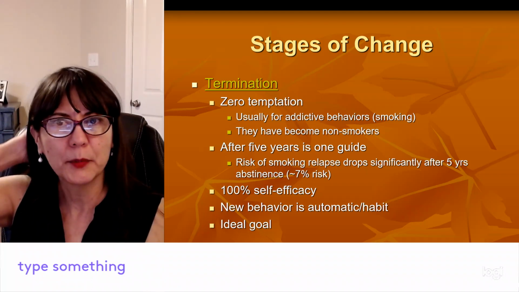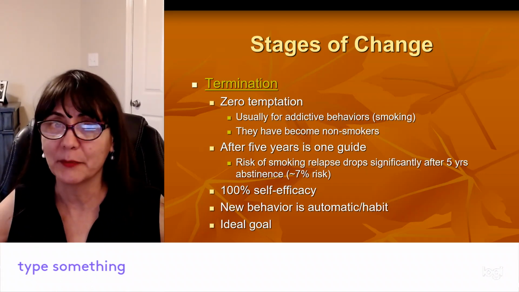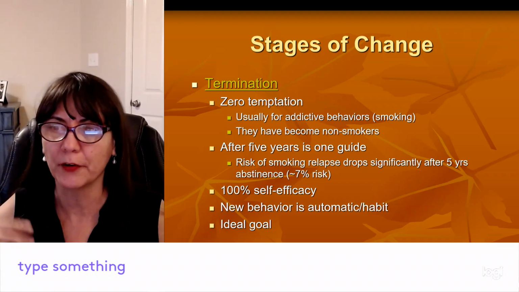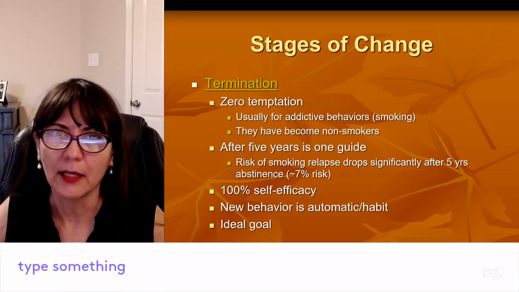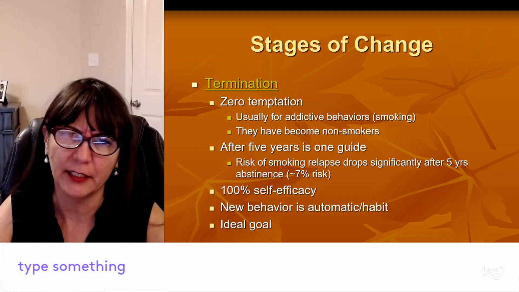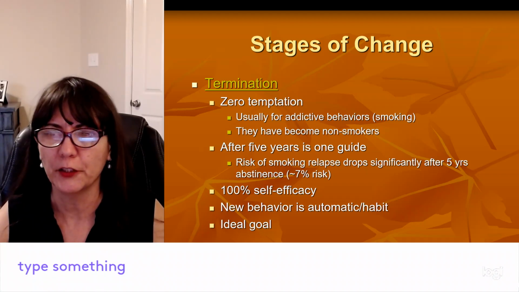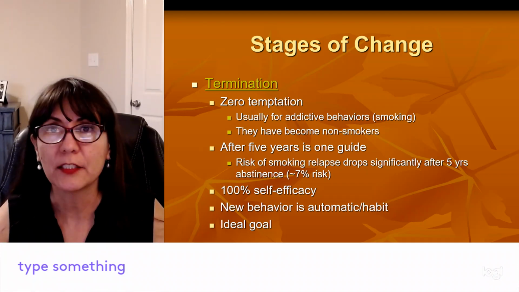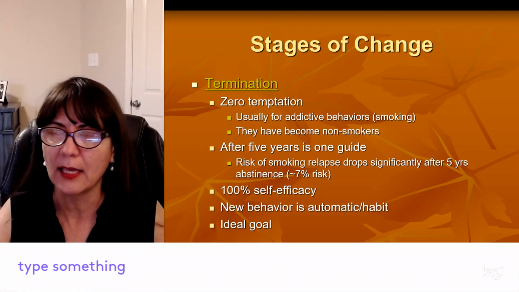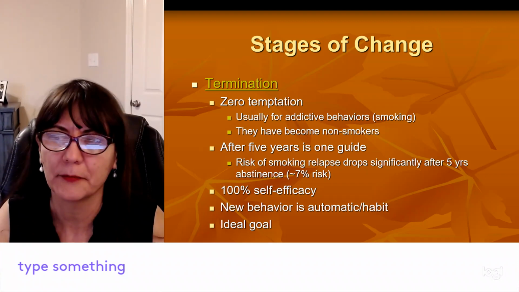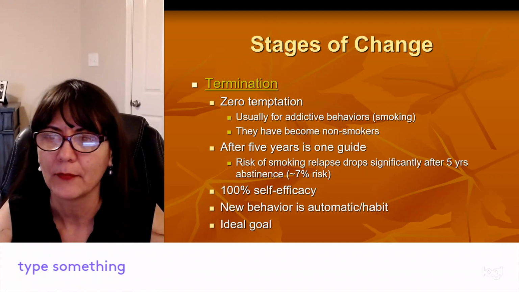The definition of someone in the termination stage is typically someone that has been engaging in the desired behavior for 5 years or more. Okay. And this 5-year criterion is important, particularly for addictive behaviors. The science shows that the risk of smoking relapse will drop significantly after a person has engaged in 5 years of abstinence. Okay, so it's only about a 7% risk of relapse.